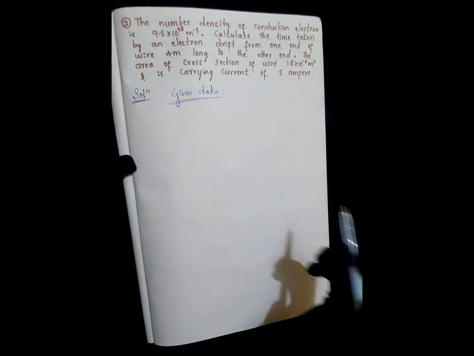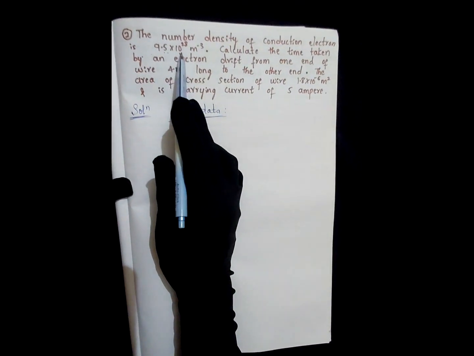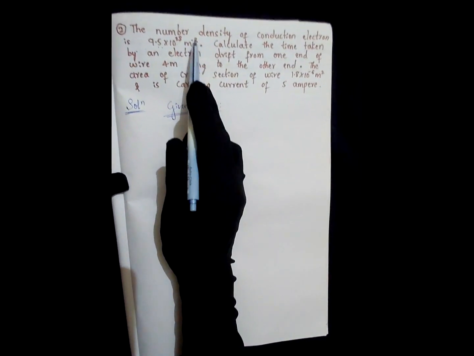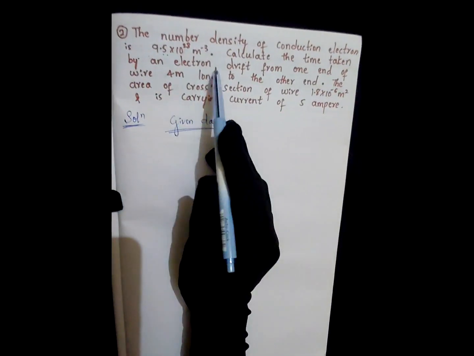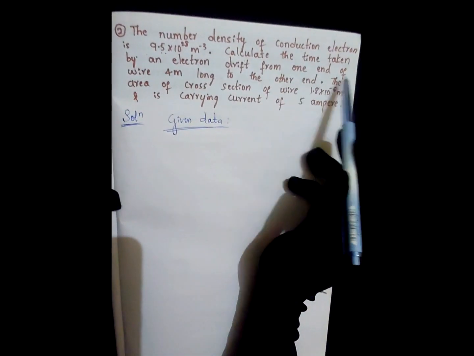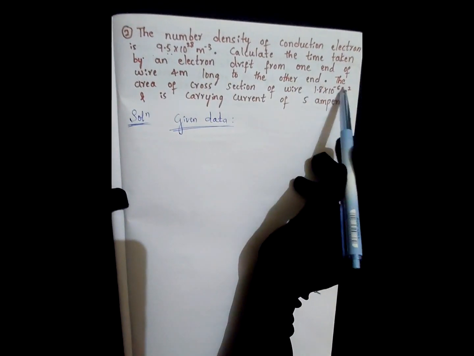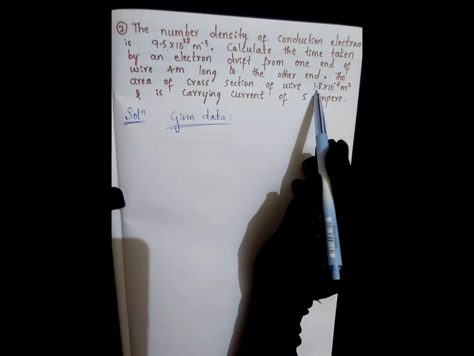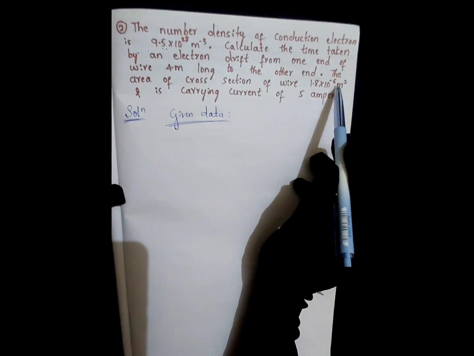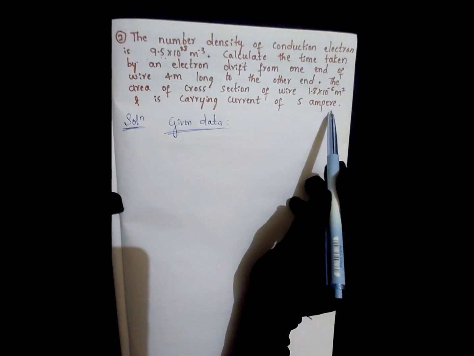This is the second problem. The number density of conduction electrons is 9.5 × 10^28 per meter cubed. Calculate the time taken by an electron to drift from one end of a wire 4 meters long to the other end. The area of cross section of the wire is 1.8 × 10^-6 meter squared, and it is carrying a current of 5 ampere.